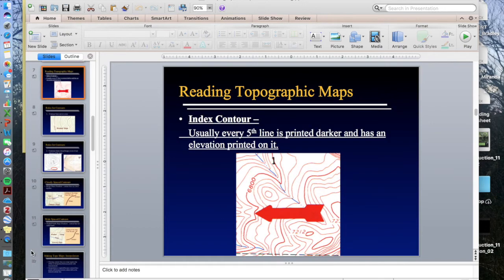All right. So typically it's every fifth line that is darker, and therefore that elevation is printed on the map. It would get really busy if every contour had an elevation on it. So in order to keep our map clean and easy to read, there's not always an elevation written on them. And that's where we really want those darker index contours, or index lines, to be represented.